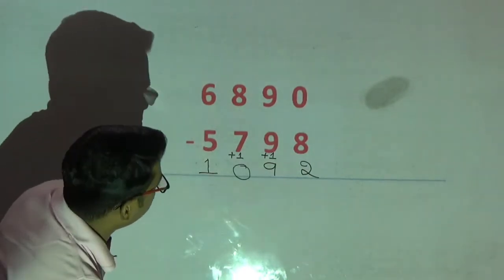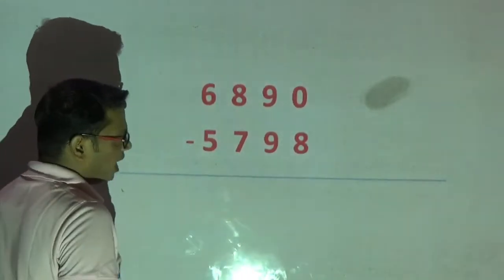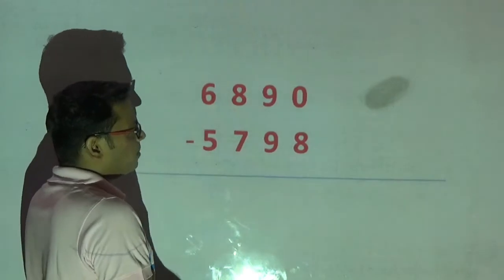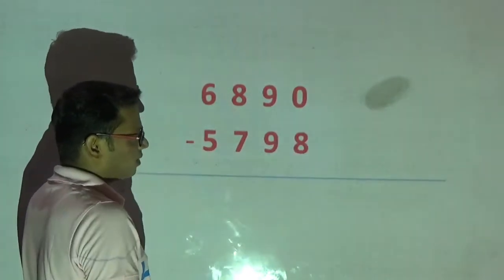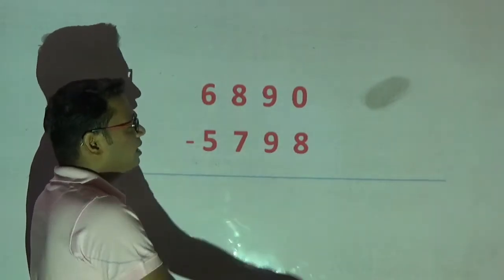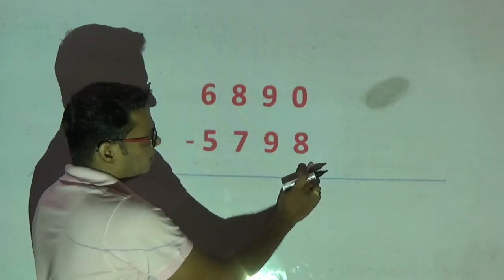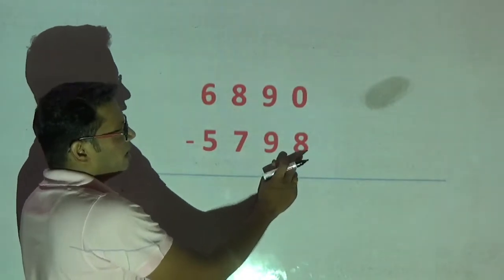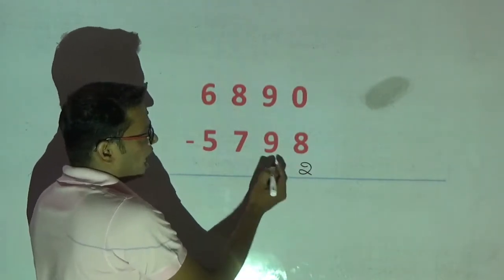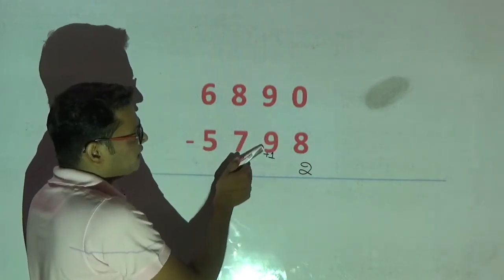So, I will explain one more time. Please observe very carefully. Whenever you are unable to subtract from the above number, kindly subtract from 10. If you subtract from 10, increase the next number by 1. Got it? Now, I cannot subtract, therefore I will subtract from 10. 10 minus 8 is 2. I will increase this number by 1. This becomes 10. 10 minus 10 is 0.